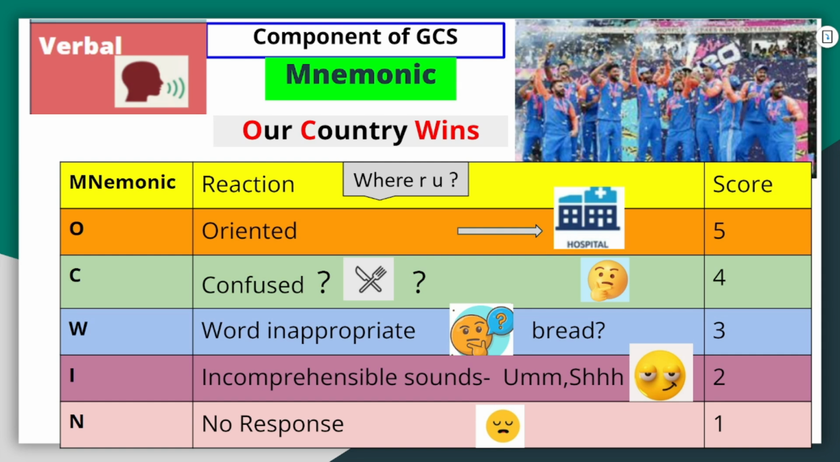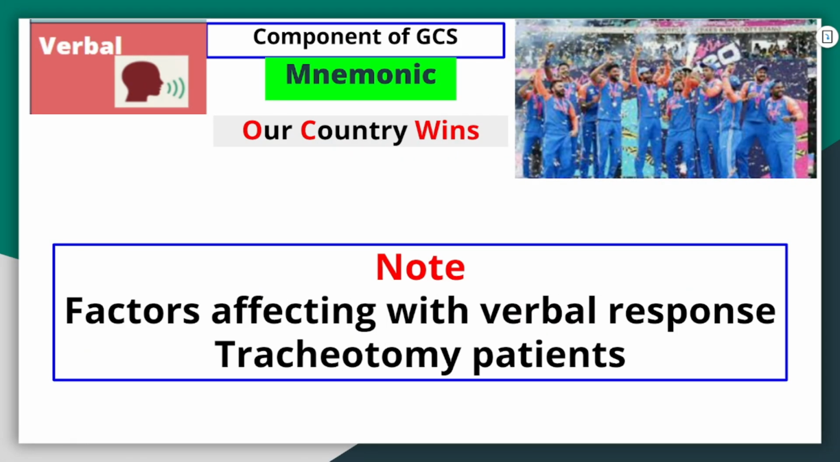W stands for words inappropriately used. For example, if he says in response to the above question bread or cricket, which is inappropriate to our question, then the verbal score is 3. I stands for incomprehensible sounds, like if he or she makes some sort of sound, then the verbal score is 2. And N stands for no response. The verbal score is 1. A factor affecting verbal response is tracheostomized or intubated patients.